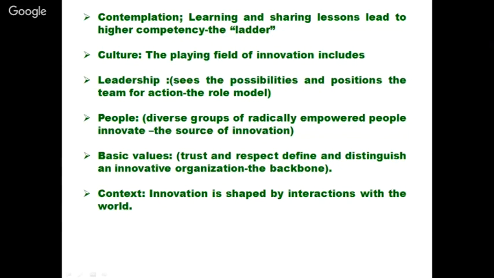Okay, then culture, another, leadership. Leadership means, suppose you have some innovation and you have gathered some product, so you have proper leadership, see the possibility and position the team for action and role model. Suppose मैंने रिलायंस का एग्जांपल दिया या किसी कंस्ट्रक्शन इंडस्ट्री का एग्जांपल दिया, that we need to take a role model, कि उन्होंने ऐसा किया है, we can also do it.